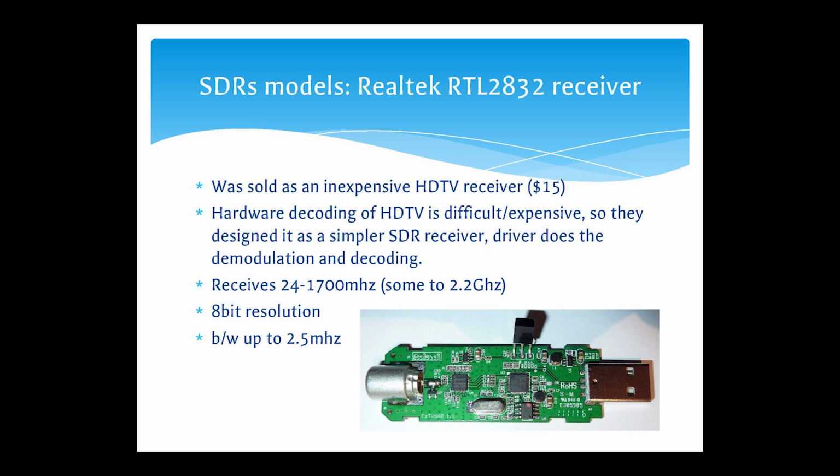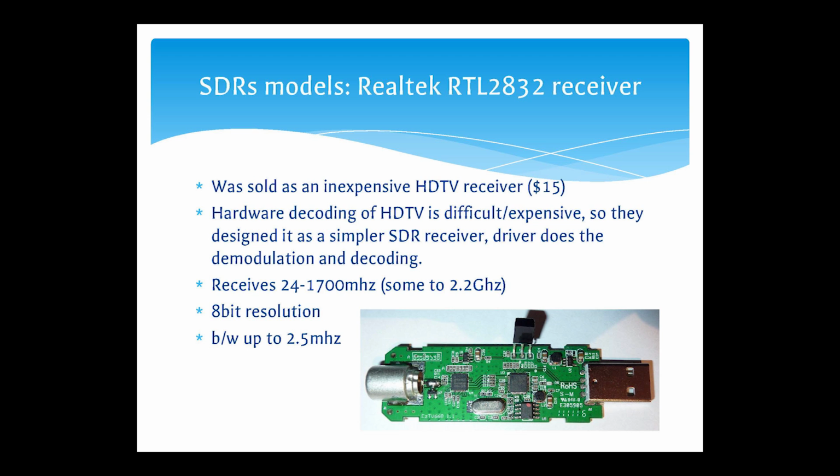These are sold as very cheap HDTV receivers. The idea is hardware decoding of HDTV signals with advanced modulation is difficult. So they designed this as a very simple SDR, and then they let the software do all the hard stuff. It receives a very wide range of 24 to 1700 megahertz, but the resolution is lower at 8-bit, and it only does up to 2.5 megahertz bandwidth, so not a lot of signal options. And it's receive only, but for $15, you can't complain.